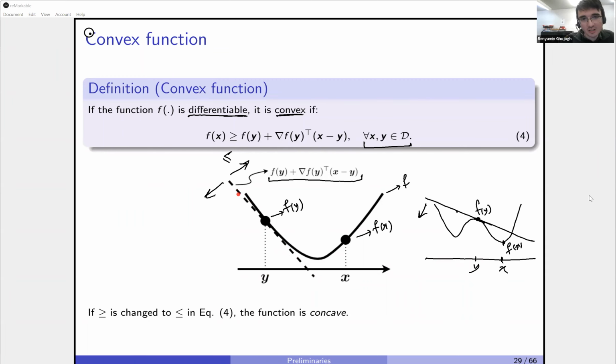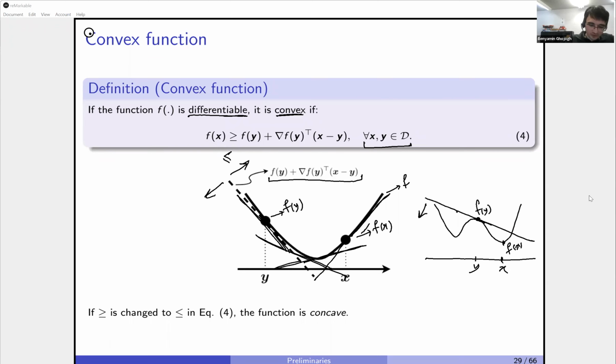See, I'm moving y and the tangent. Imagine the tangent. So this is the tangent, for example, one of the tangents, another tangent, another tangent, another tangent. All of them are below the function. If at some point the tangent goes above the function, it means that the function is not convex. I think it also makes sense.